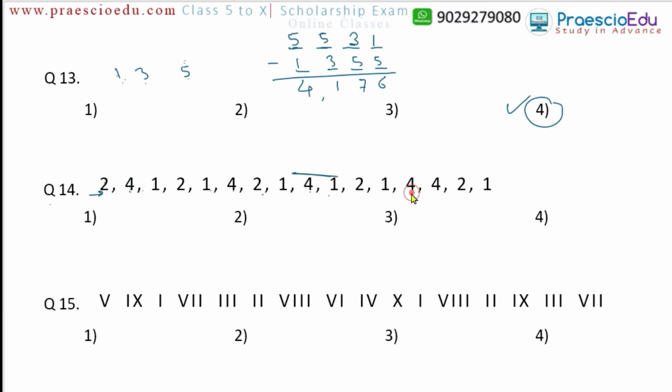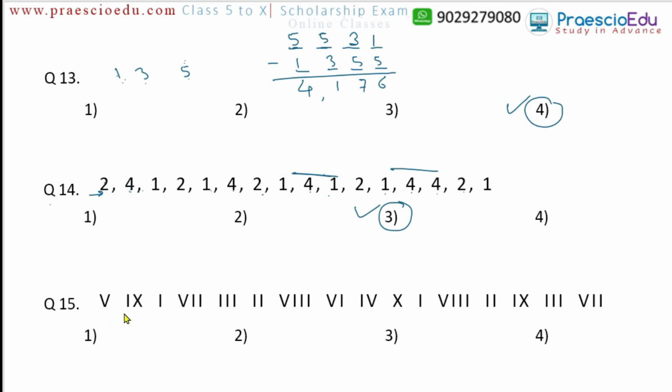Then after that, the 4 is here adjacent to 1 and 4 but not 2, so this condition we can take. Then 4 is here but 2 is adjacent, so this condition cannot be. So 1 and 2, two times this condition we got in this number series. So option number 3 is the correct one. Now question number 15.